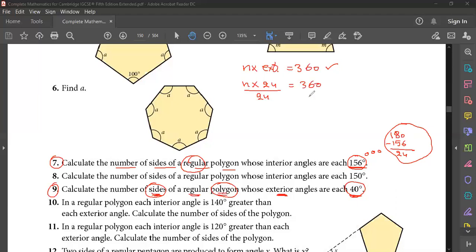Over 24 over 24. So n equals 4 equals 15. 15 sides. Okay. Any questions up to now?